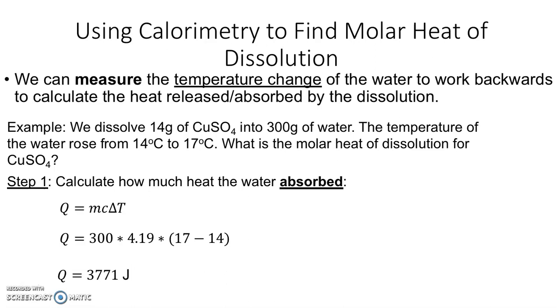Because we know everything about the water, we're going to start there. We know the temperature of the water went from 14 to 17 degrees, so that's a change of 3 degrees. We know the mass is 300, and we know the specific heat capacity of water is 4.19. So we can calculate how much energy the water absorbed. The water absorbed about 3,771 joules.